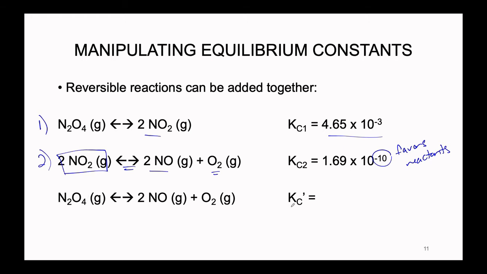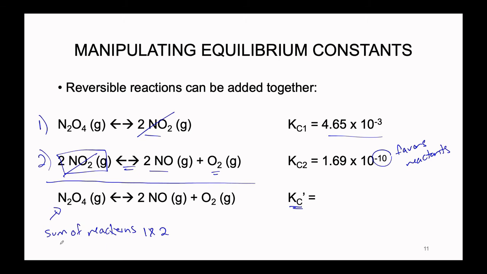If we want to figure out what the equilibrium constant would be for this third given reaction, all we have to do is look at what the two previous equilibrium reactions were telling us, because this third reaction is actually just the sum of reactions 1 and 2. If we add all of the reactants together, and all of the products together, the two NO2s cancel out, and we are only left with N2O4 on the reactant side, and two nitrogen monoxides and oxygen gas as products. So this is another way that we can write the combination of these two previous dynamic equilibriums.